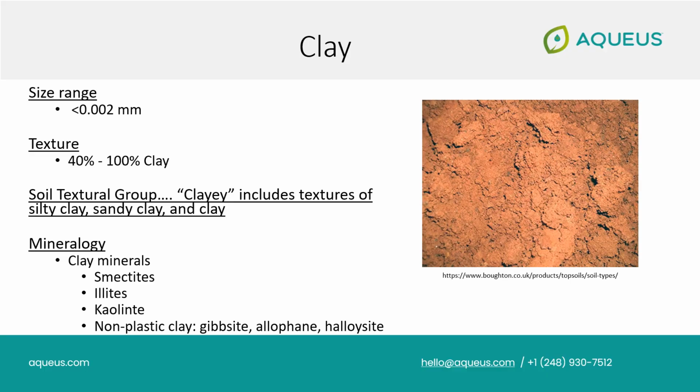Now, clay is a little bit different. Clay is a size, and clay is a texture, and that texture ranges from 40% clay all the way up to 100% clay. So you might ask, why can you have less than half of that soil composed of clay, yet we still call it clay in terms of texture? That's because clay dominates. When you have enough clay in a blend with the other soil separates, it dominates the characteristics of that soil. That's why it goes all the way down to 40%.